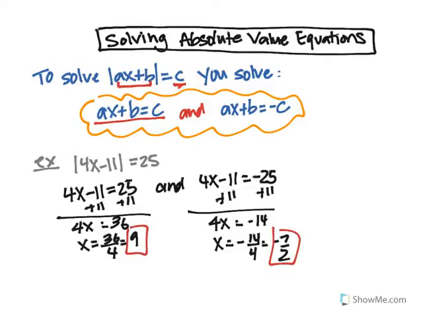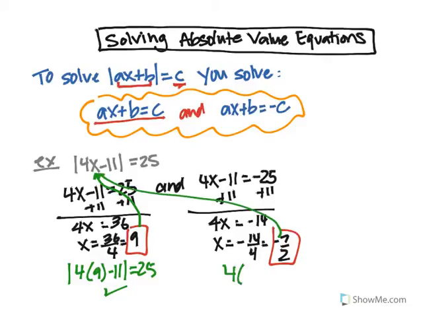And again, you can always check your equation to see if it's right by just plugging it into the original equation. So I can go ahead and plug it in there to do the check. Is the absolute value of 4 times 9 minus 11 equal to 25? And I get 36 minus 11, yep, it's 25. And then plugging this one in there, I get 4 times negative 7 halves minus 11. I want to know if the absolute value of that is equal to 25 as well. So when I have that, it also checks out. So get in the habit of checking your answers to make sure they work.